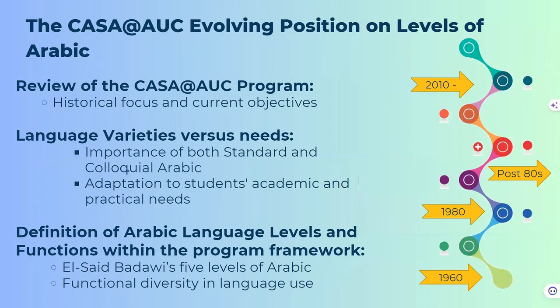In response to these challenges, the chapter proposes the CASA program as a model, showcasing its curriculum revisions to balance advanced students' needs. Historically, the CASA program focused on standard Arabic with some colloquial elements. In the 1980s, a media boom shifted student demand toward modern standard Arabic with growing interest in colloquial, while later periods saw a demand for understanding everyday Arabic.